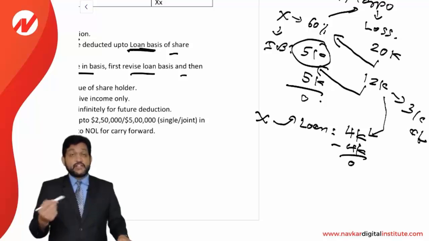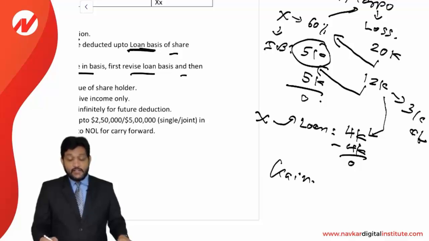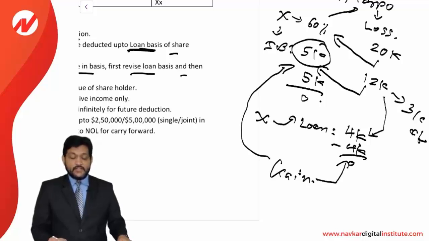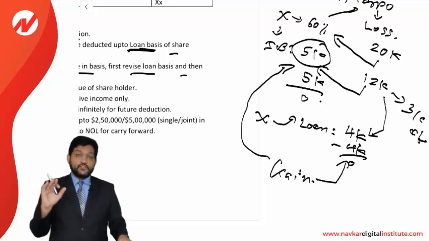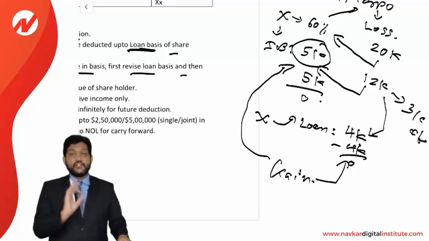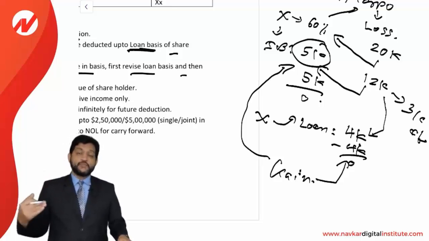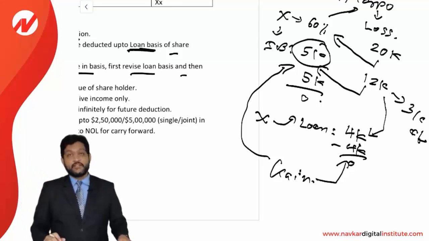Now whenever in the future there is a gain allocated to X, first the loan basis will be revised, and then the initial basis will be revised later on. So the same treatment is to be given. In the case of loss, we reduce first the initial basis and then the loan basis, and in the case of gain, first the loan basis is to be increased and then the capital interest basis.